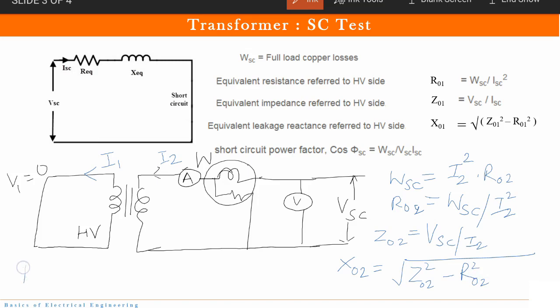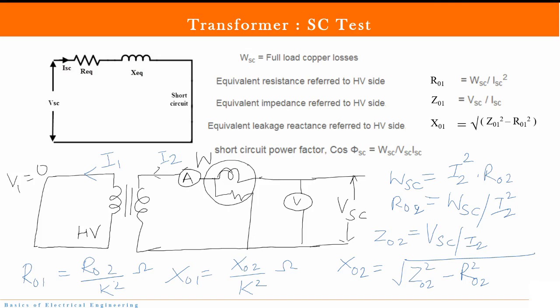But remember, here we have shifted the circuit to the secondary side. So R01 will be calculated as R02 upon K square. Similarly, X01 will be X02 upon K square, both in ohms. Now when to calculate R01, Z01, X01, and when to calculate R02, Z02 and X02, that we will discuss at the time of numerical solving. Okay, I hope you understood the short circuit test.